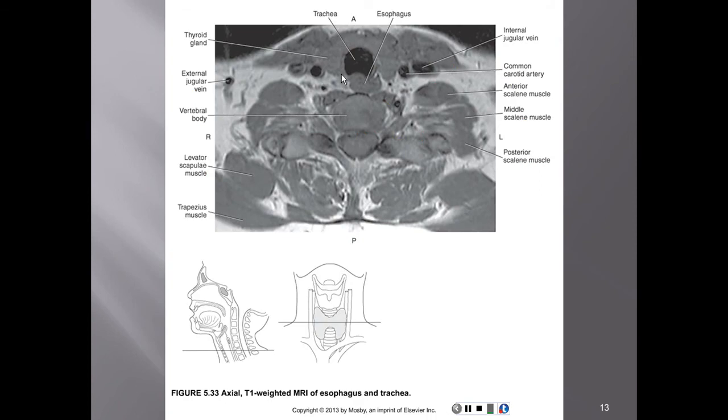Axial T1 weighted MRI of the esophagus and trachea, this region would correspond to the level of C7, and you can view the trachea right there, and it's flanked by the thyroid. So the thyroid gland actually surrounds, I guess, the upper 200 degrees of the trachea. Esophagus, which is collapsed in the back, there's no food, there's no need for it to be open.